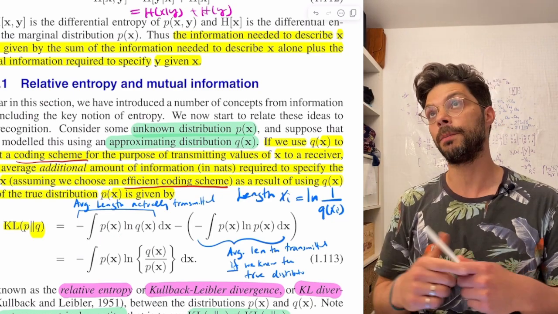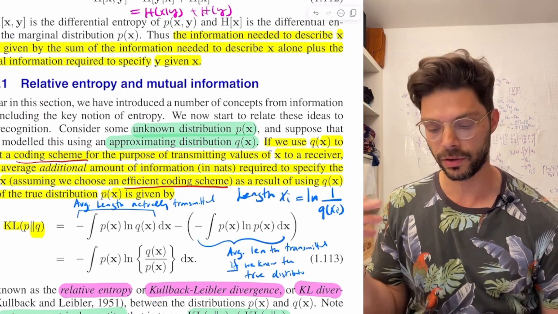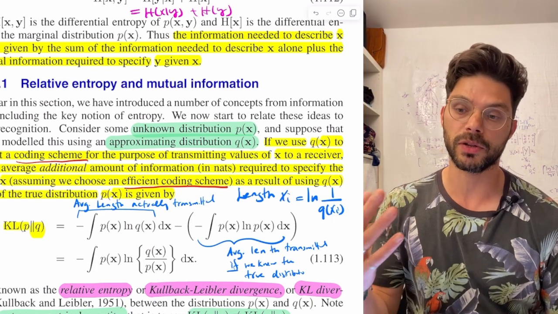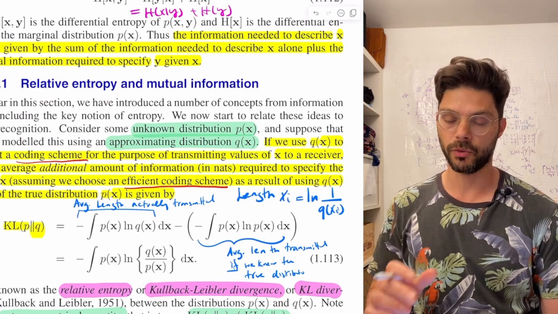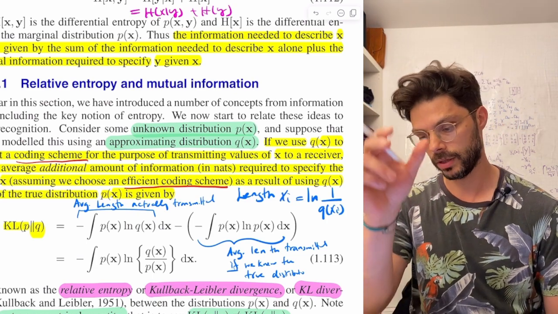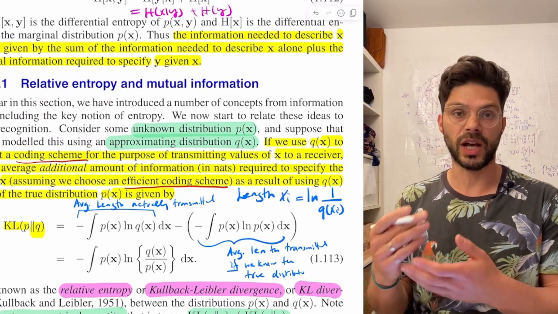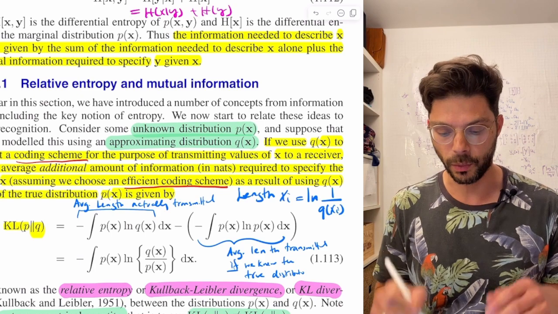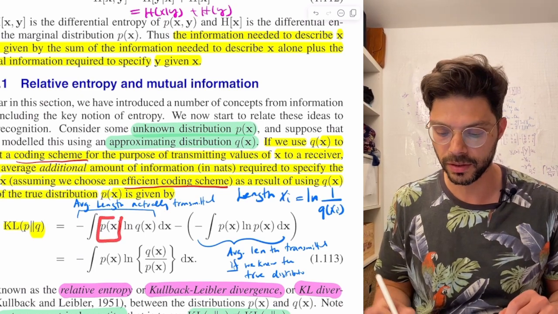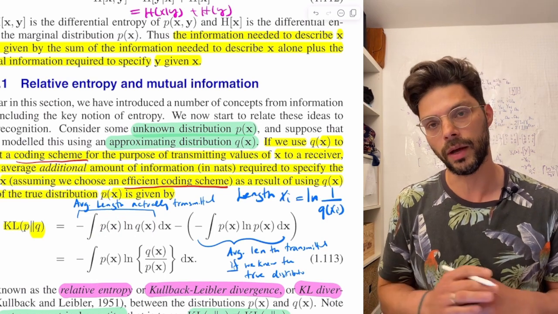So, for example, we don't know the actual distribution of the weather. So maybe, I don't know, you're new to Dubai or something, and you set up a bunch of code words that assign really long symbols to sunny. So the weather is going to be whatever it's going to be, right? The weather is going to be generated according to P of X, but you're going to be sending bits according to Q of X.